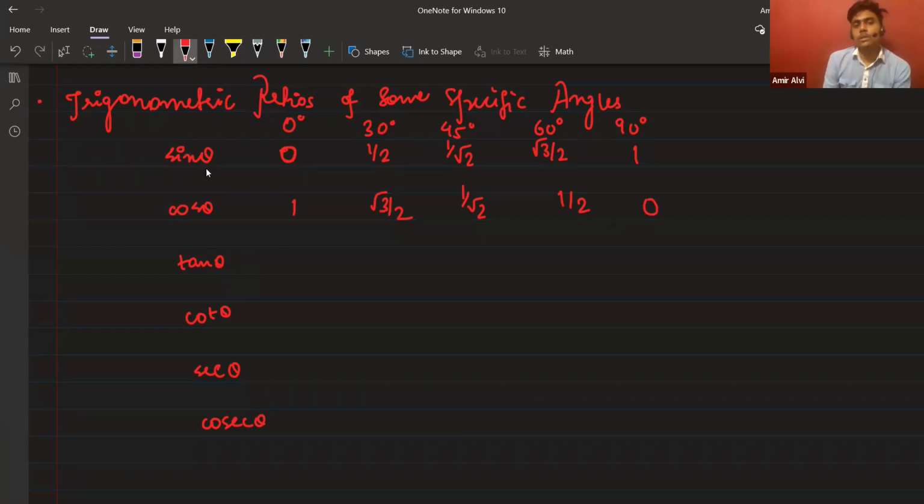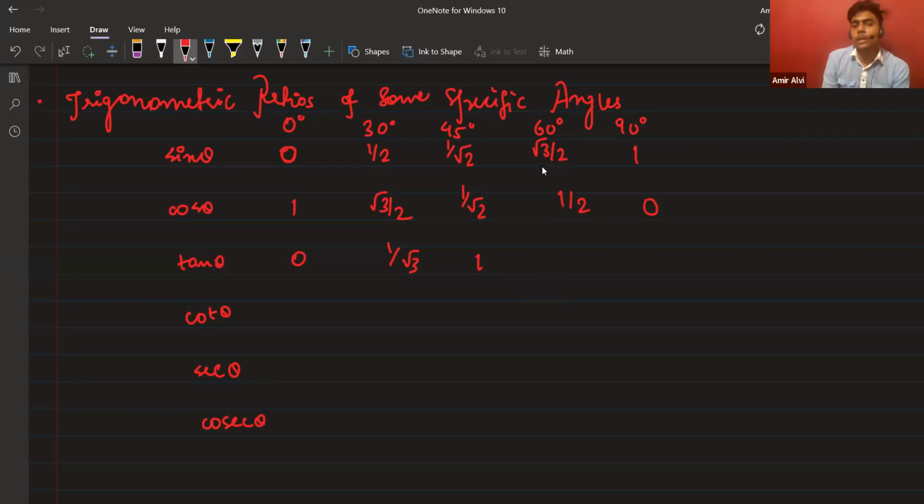Now, as you know, tan theta is nothing but the ratio of sine and cos. Yes or no? Yes, sir. Okay. So 0 by 1 will be 0. Very good. What will be the value of 1 by 2 upon root 3 by 2? 1 by root 3. Very good, Adil. Keep it up. Next thing will be 1 by root 2 divided by 1 by root 2, which is basically 1.